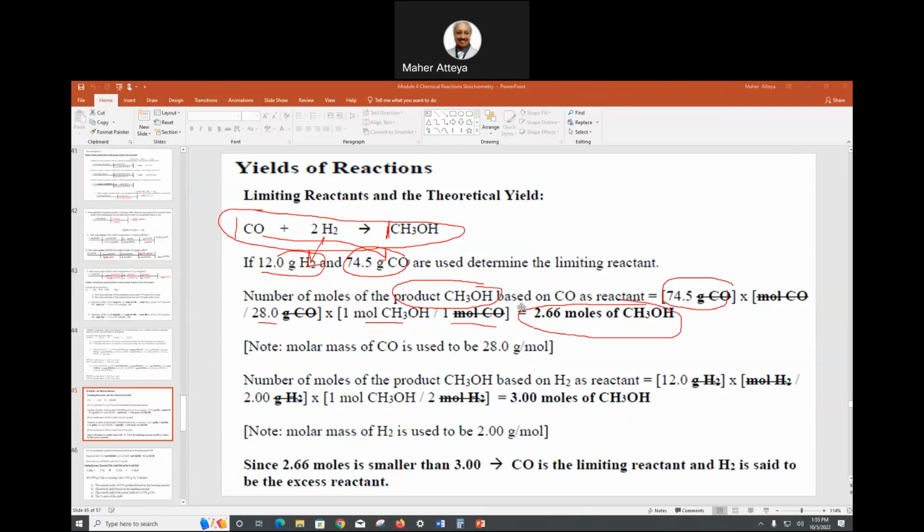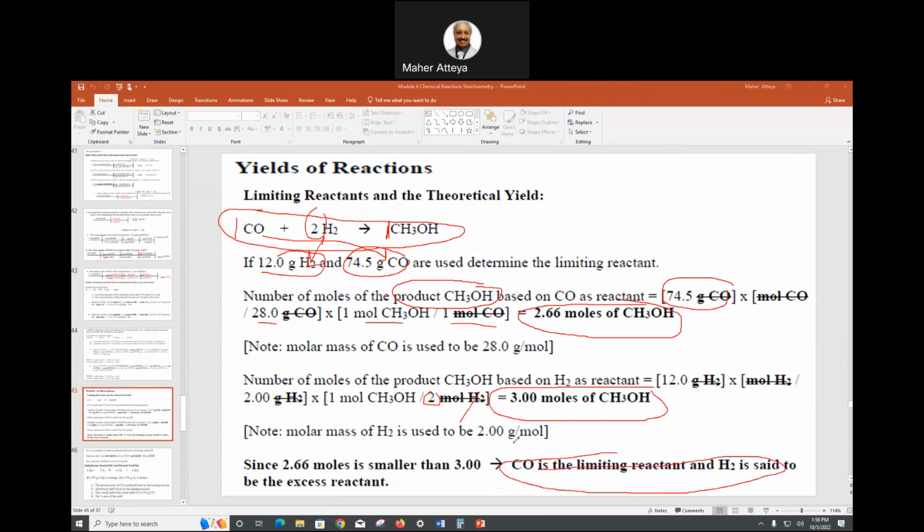Now I do the same thing for hydrogen. I have 6 grams of hydrogen. Then I have 1 mole of hydrogen to 2 grams, and 1 mole of product to 2 moles of hydrogen. So moles of hydrogen cancel moles of hydrogen, and then I have 3. So which one is limiting? Which one is the least, 2.66 or 3? 2.66. Therefore carbon monoxide is our limiting reactant.